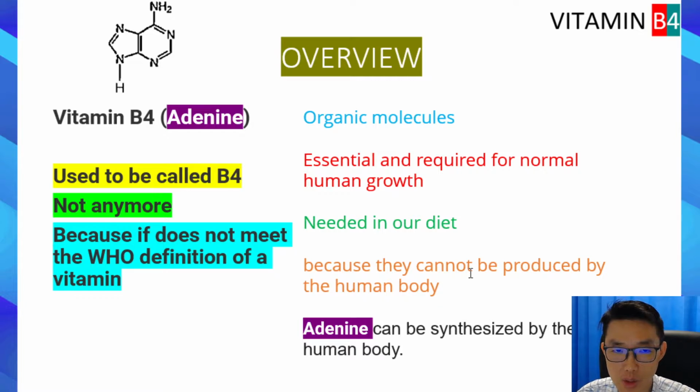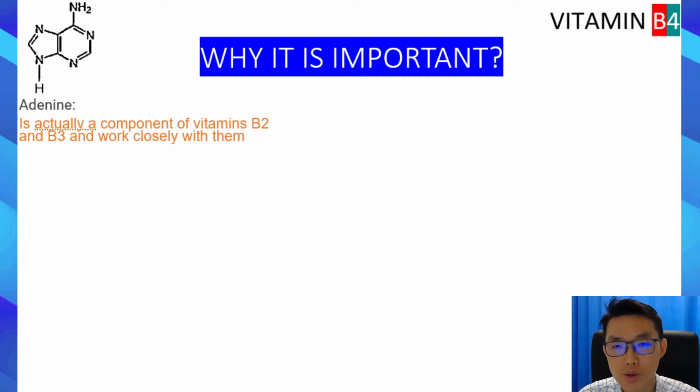Initially it was thought that adenine or vitamin B4 could not be synthesized within the body. But now it is found that adenine can actually be produced by the human body. Therefore, it is no longer classified as a vitamin, and vitamin B4 is as a result removed from the list. Although adenine is no longer classified as a vitamin, it is still a very important organic molecule.